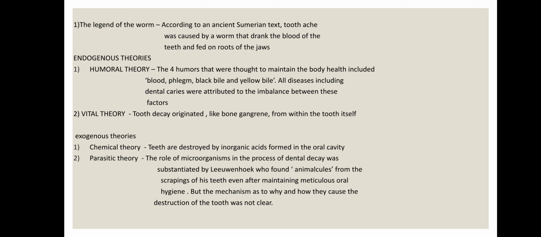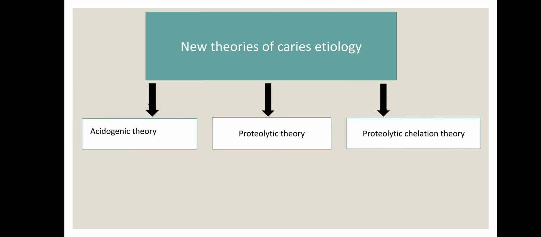Chemical theory. Teeth are destroyed by inorganic acids formed in the oral cavity. Parasitic theory. The role of microorganisms in the process of dental decay was substantiated by Leeuwenhoek, who found animalcules from the scrapings of his teeth even after maintaining meticulous oral hygiene. But the mechanism as to why and how they caused the destruction of the tooth was not clear. The new theories of caries etiology are acidogenic theory, proteolytic theory, and proteolytic chelation theory.